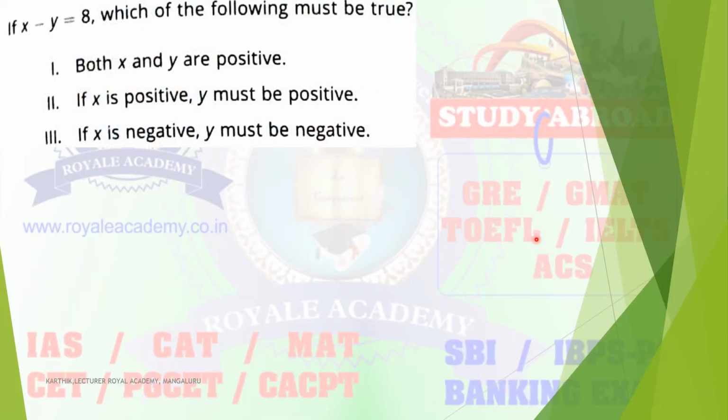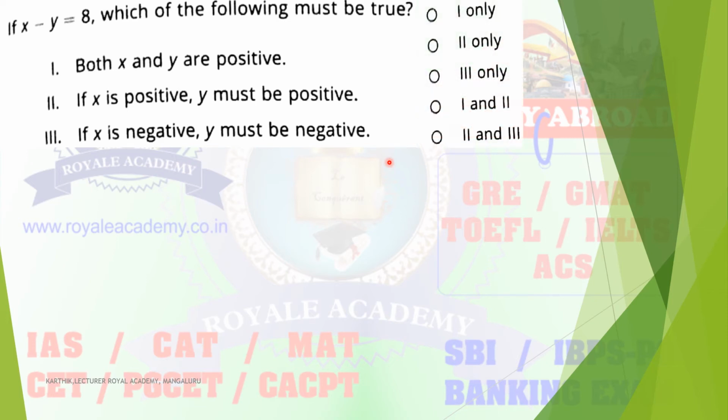Next question. If x minus y is equal to 8, which of the following must be true? So you have to see the statements. The options are like this: 1 only, 2 only, 3 only, 1 and 2 and 3. So how to determine this one? x minus y is equal to 8. So which of the following must be true?